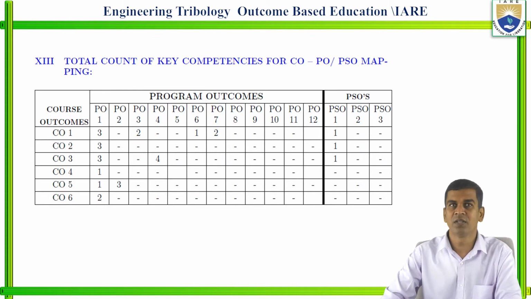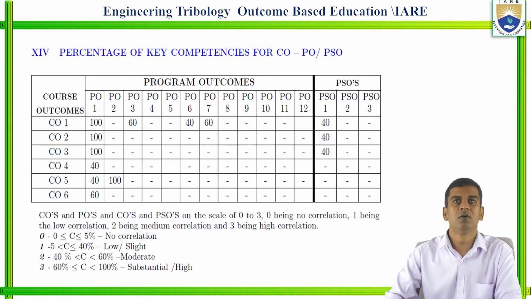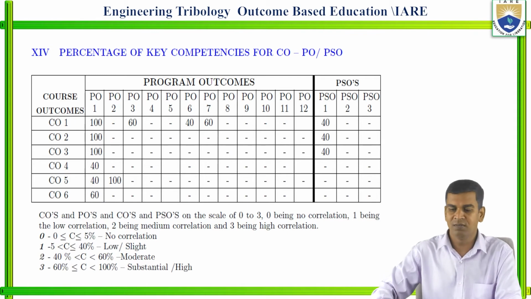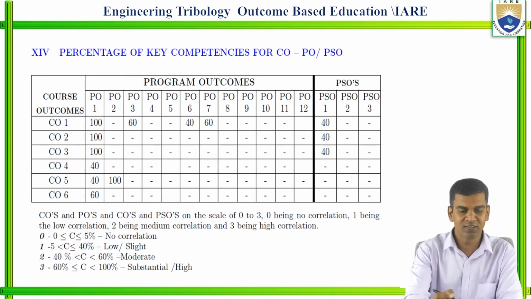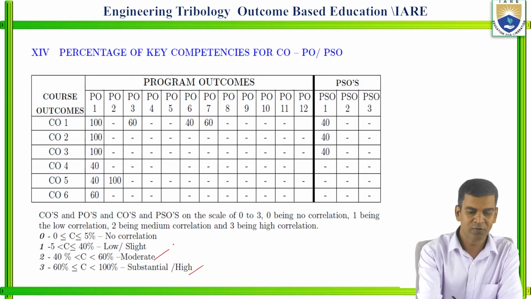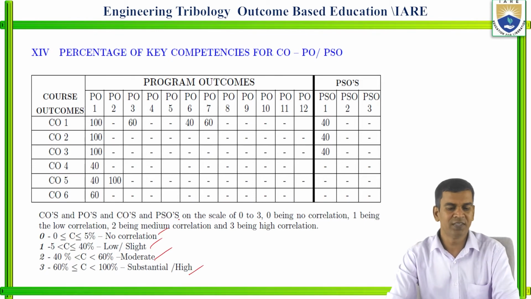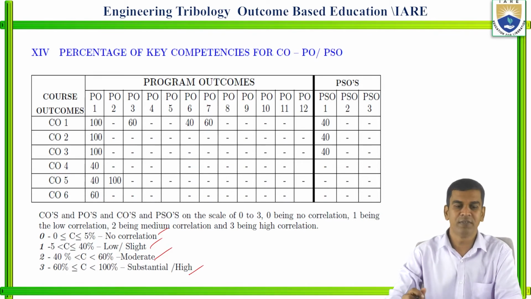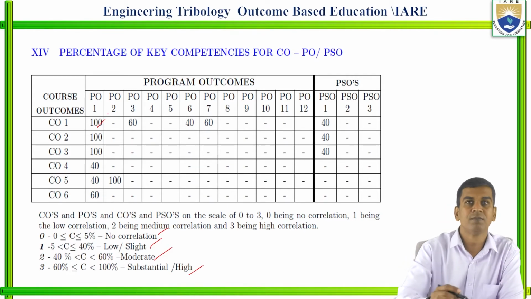Okay, coming to the next one, 14th one, percentage of key competencies for CO, PO and PSO. Here you can see the percentages are given based upon the strength. If it is 3, then it is 100%. That's why we have kept 100 over here.